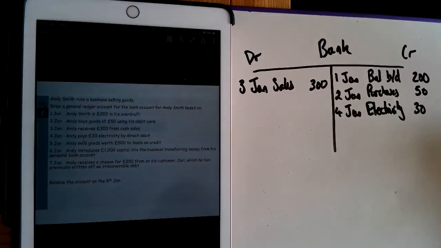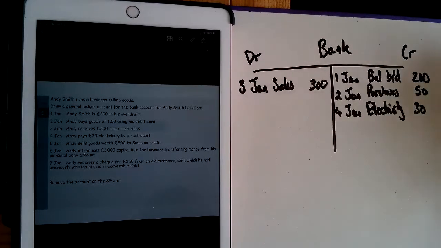5th of Jan, Andy sells goods worth £500 to Susie on credit. So he's made a sale of £500, however, it doesn't affect the bank account because it's on credit. So the 5th of Jan doesn't go in the T account. It would go in Susie's account and the sales account, but it wouldn't affect the bank account until she pays it. Then it will go in the bank account under Susie, and in Susie's account to reduce her balance. Yeah, in the exam, you're likely going to get one that shouldn't go in the T account.